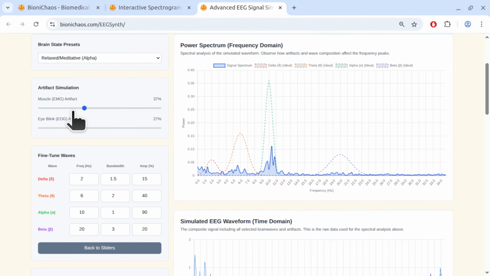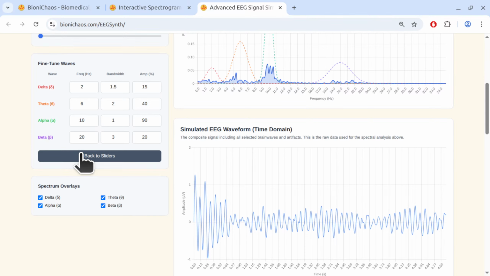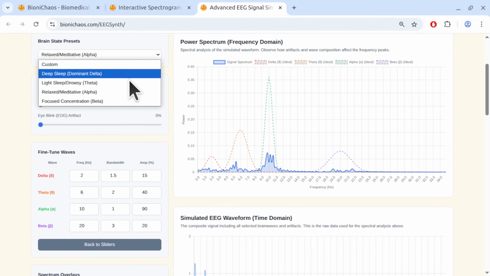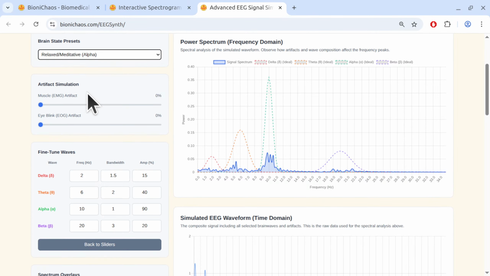Good question. Well, the layout itself is pretty smart. You've got your controls on one side, your visualizations updating live on the other. And under controls, you have these brain state presets. They're super handy. You click, say, relaxed meditative, and boom, alpha waves pop up. You see that strong alpha presence, classic sign. But real EEG is almost never that clean. It gets messy.